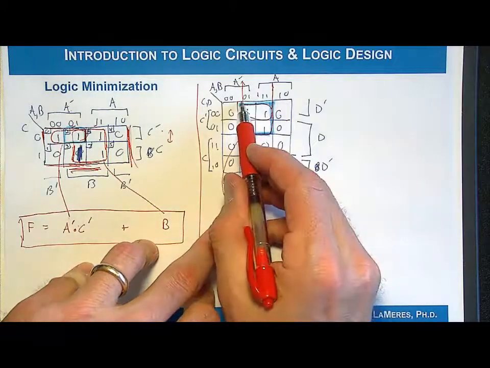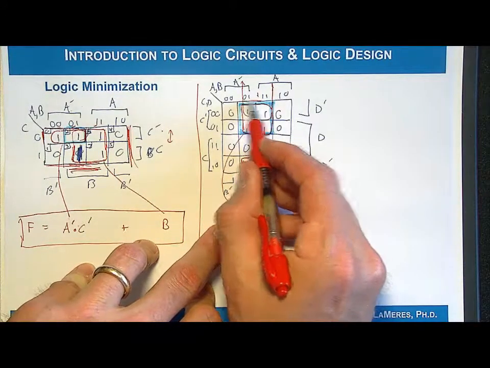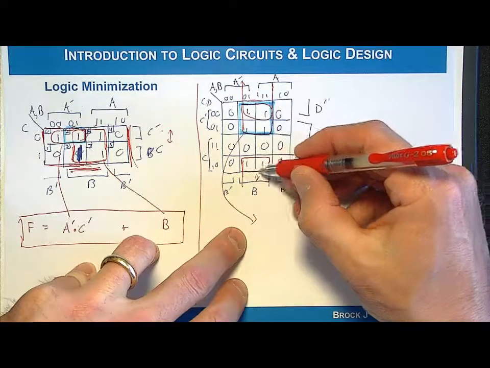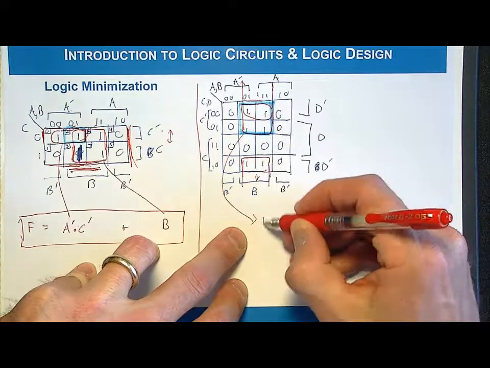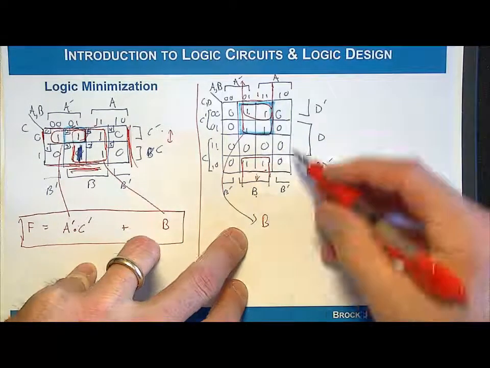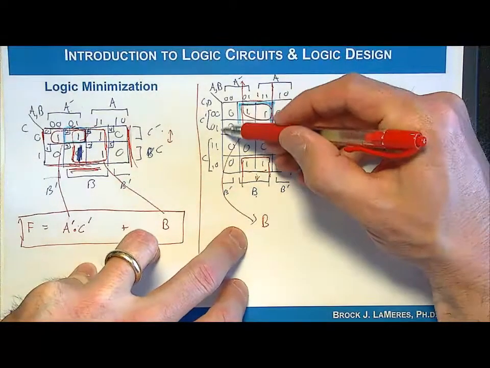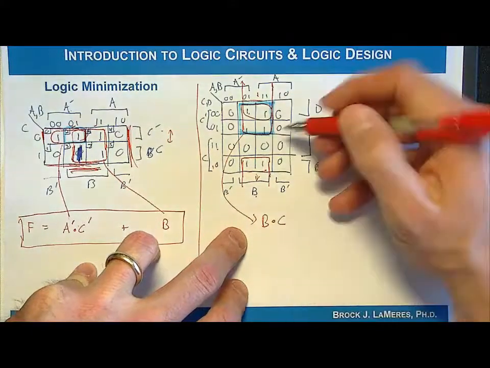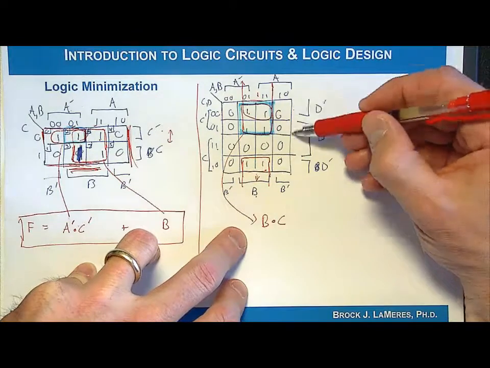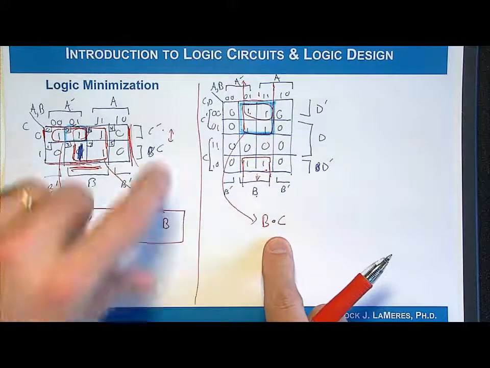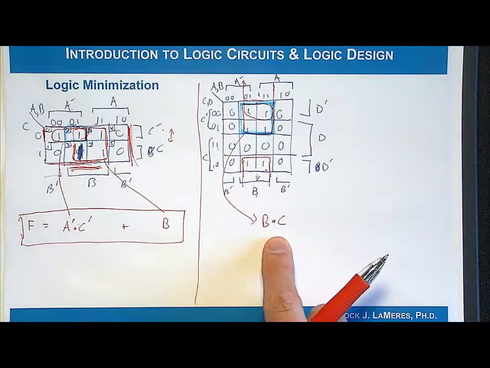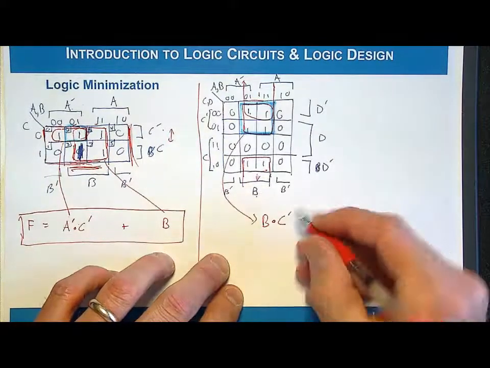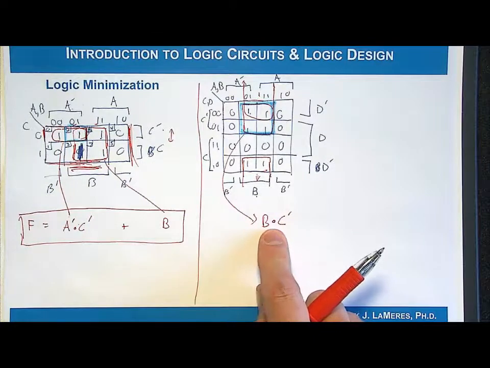This circle covers a region where A is both a 0 and a 1, so I exclude it. This circle covers a region where B is a 1, so I bring it in uncomplemented. This circle covers a region where C is a 0, so I bring it in complemented. This circle covers a region where D is both a 0 and a 1, so I exclude it. So the prime implicant, the product term for this, is B AND with C naught. Don't forget the naught.